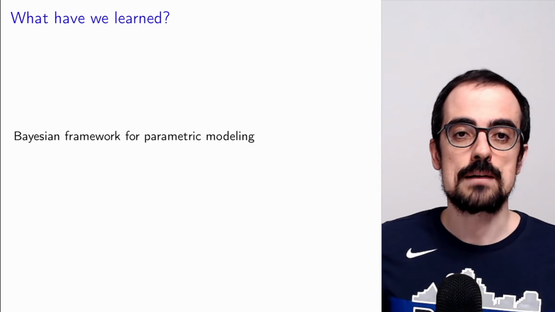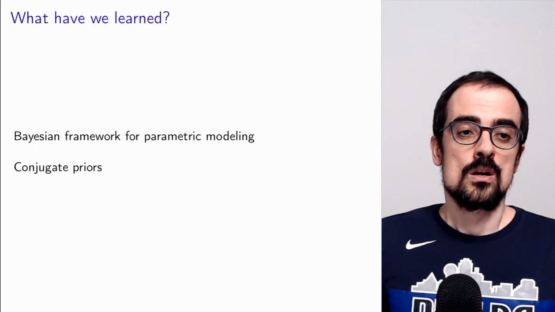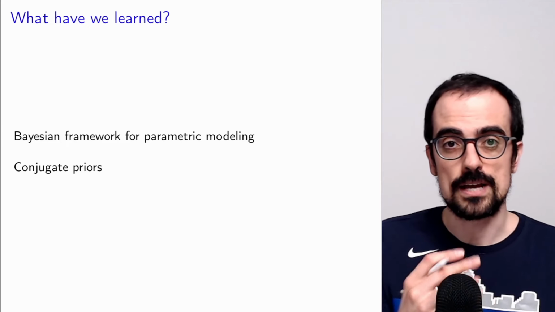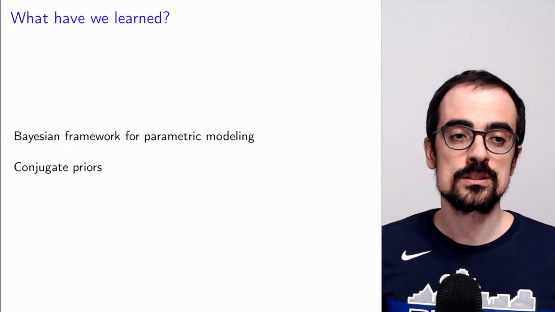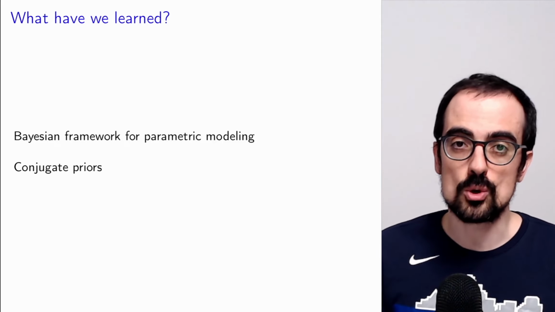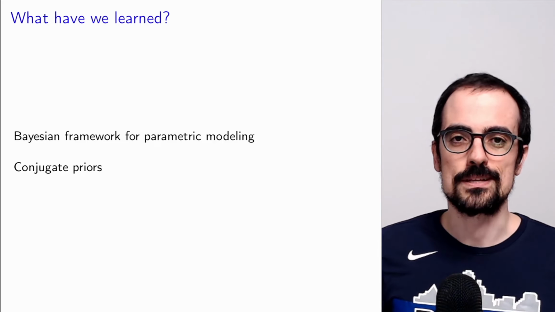All right, what have we learned? We have learned about the Bayesian framework for parametric modeling. We have learned about conjugate priors, in particular, that the beta distributions are conjugate prior for the likelihood. And we have applied these ideas to a real example that shows us both the advantages and the potential disadvantages of the Bayesian framework.